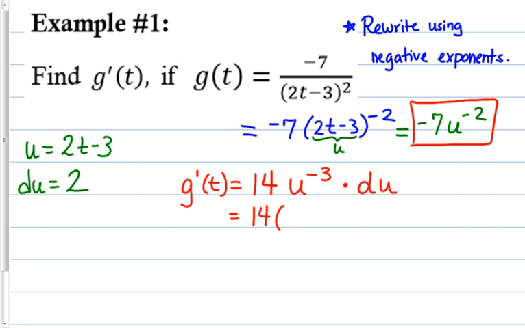So u is (2t minus 3) to the -3rd power, and then du was 2. And all I ask is that when you have coefficients like that, the 14 and the 2, please go ahead and multiply them. So 28, and then (2t minus 3) cubed. And that's my derivative, and I'm done.